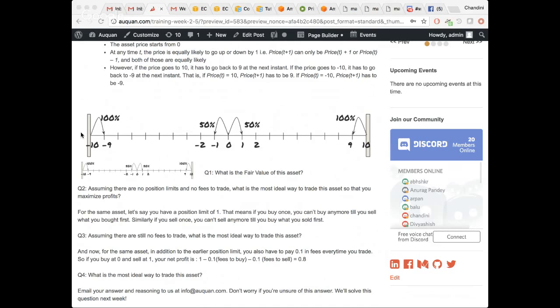And now the third question says, there is still a position limit of 1, but there are also fees to trade. So there is a fee to trade the stock beyond the position limit. What is the best way to trade the stock?